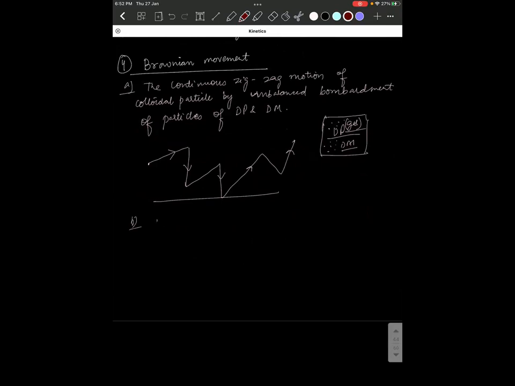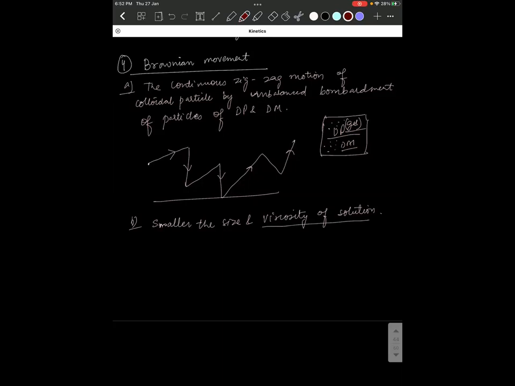Okay, now I will be writing the points and you will be able to understand on your own. Smaller the size and viscosity of solution. What is viscosity? Resistance to flow, right? What I remember is when we put a ball in water, it will fall faster than when we put it in honey. This is viscosity. It is the resistance to flow.